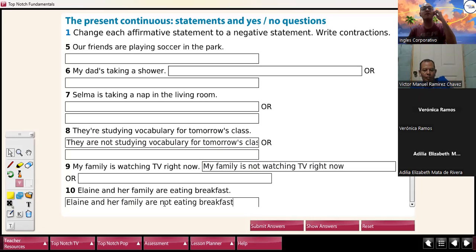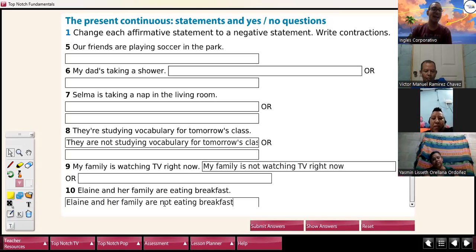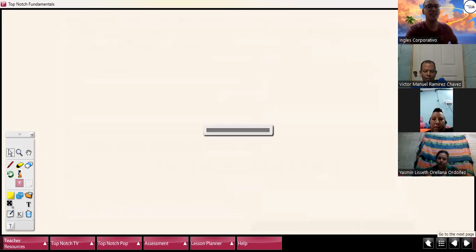They are studying vocabulary for tomorrow's class. They are not studying vocabulary for tomorrow's class. My family is watching TV right now. My family is not watching TV right now. Elaine and her family are eating breakfast. Elaine and her family are not eating breakfast. That's correct. So those are the sentences, guys. Thank you so much. Let's go with the next one.